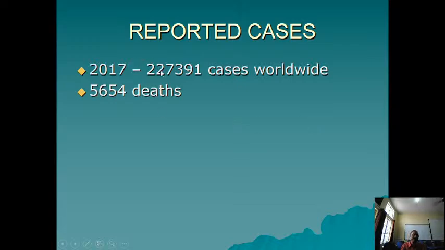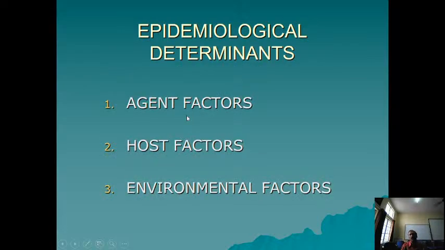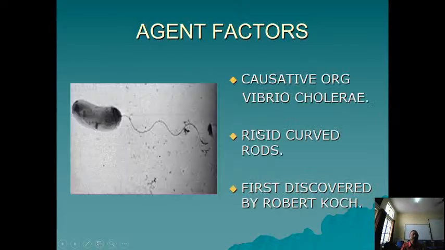In 2017, we had a total of 2,27,391 cases worldwide and 5,654 deaths. So, what are the agent, host, and environmental factors?